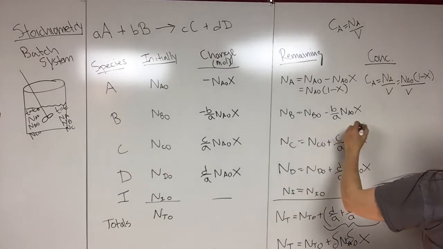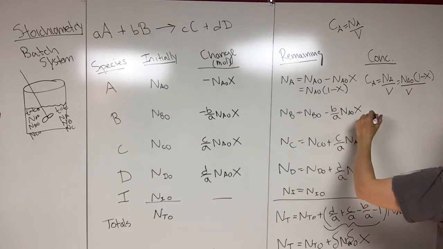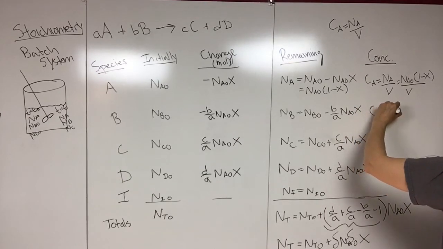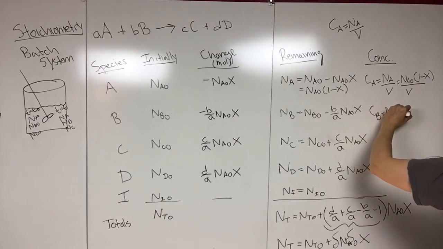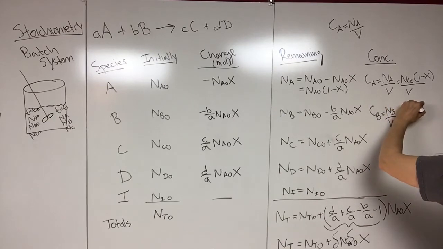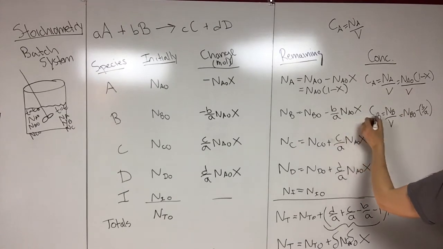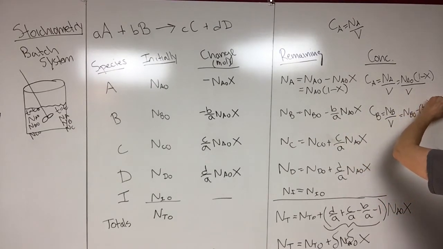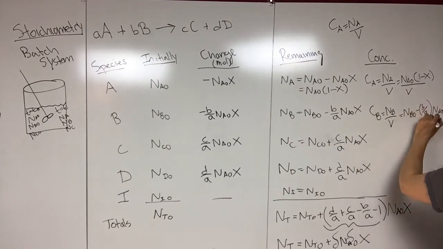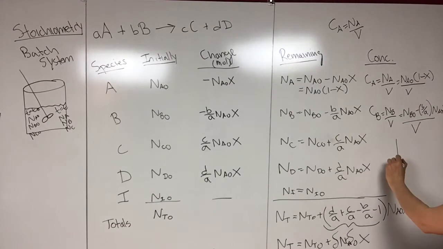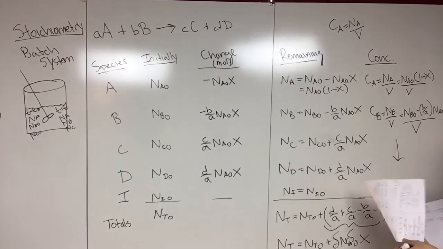And then we can do the same thing for B, so we get Cb equals Nb over V, and that's equal to Nb naught minus b over a, Na naught X, over V. And we can just keep doing that for all of these.